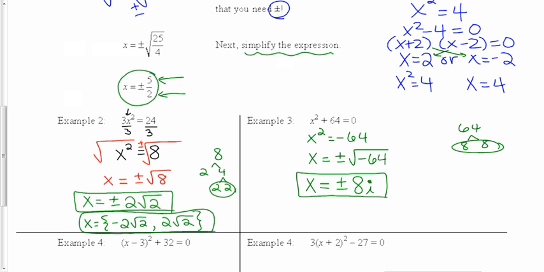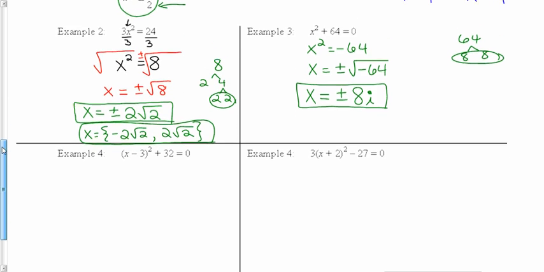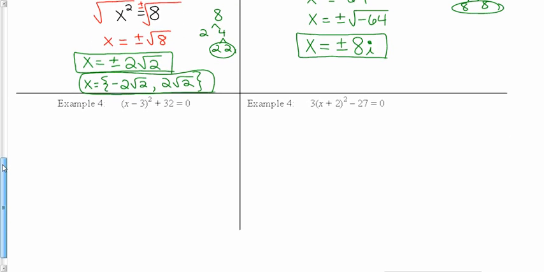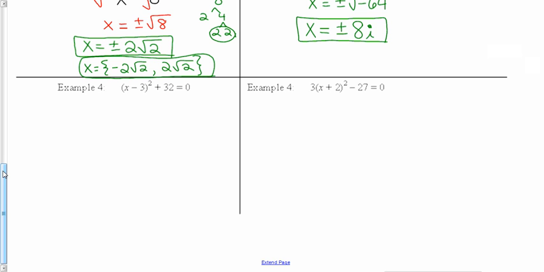So example number 4. In example number 4, I have a nice x squared because I have this whole little expression here squared, but that's not a problem. There's no other x's that aren't squared. So I need to isolate this expression. So to do that, I'm going to get rid of the 32. To move the 32 to the other side, I subtract 32 to move it over. Now I need to get rid of the squared. To get rid of the squared, I do plus or minus the square root.